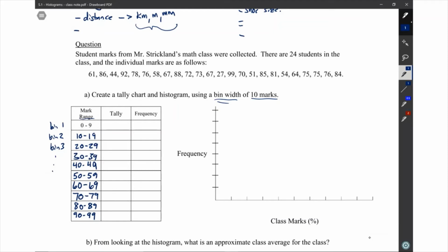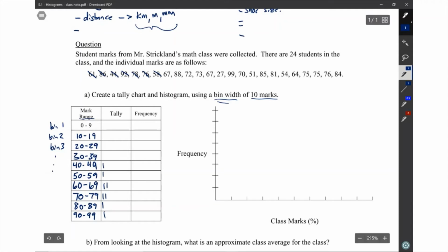Now we're going to go through all the individual marks and tally in which bin they fall. So for example, mark 61 falls between 60 and 69. So we put a tally mark here and we cross off 61. We're going to do that for every single mark within this math class. So 86 falls between 80 and 89. That gets a tally and crossed off. 44 falls in between 40 and 49, so it gets a tally and crossed off. And we continue like this all the way through the marks, and we'll see how it ends up.